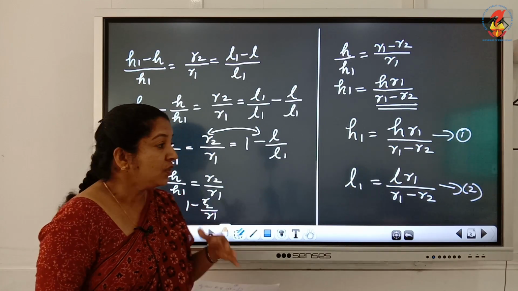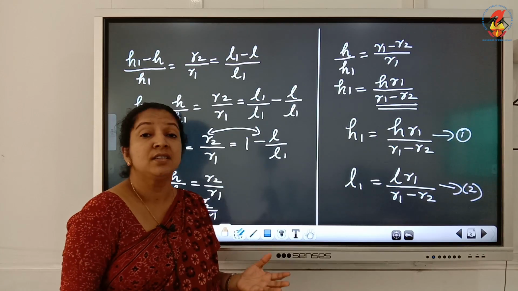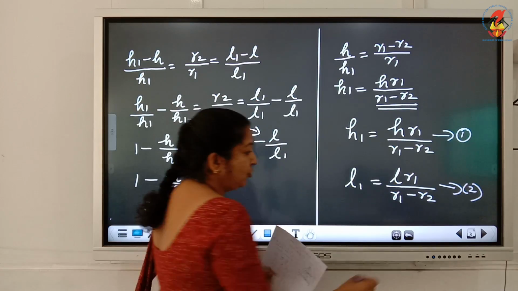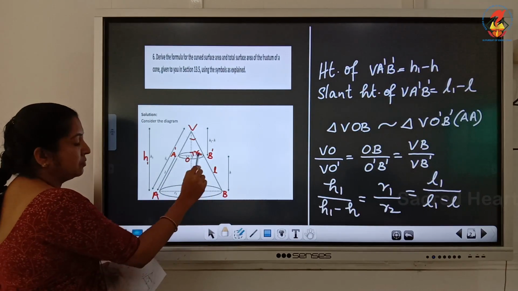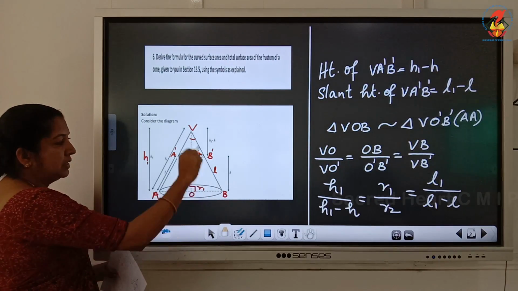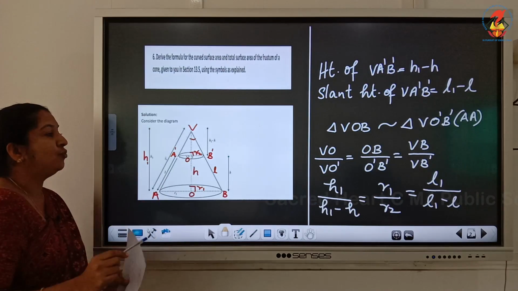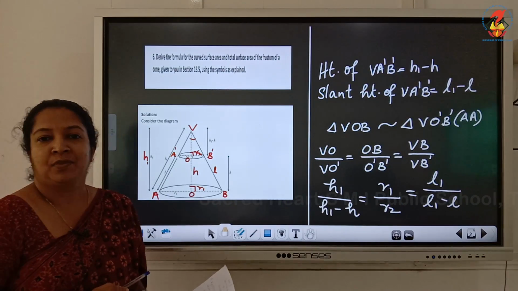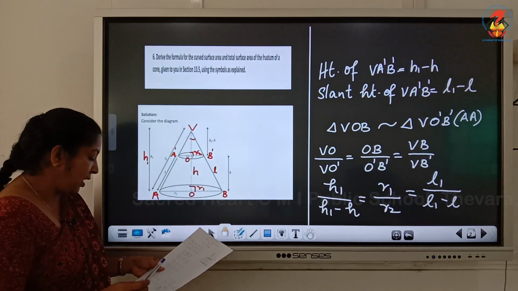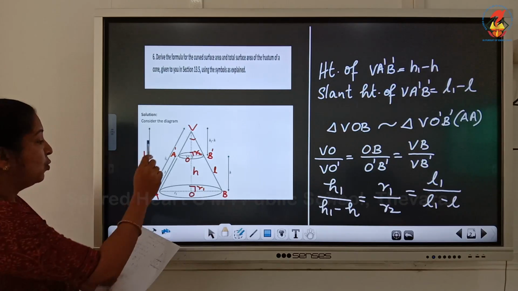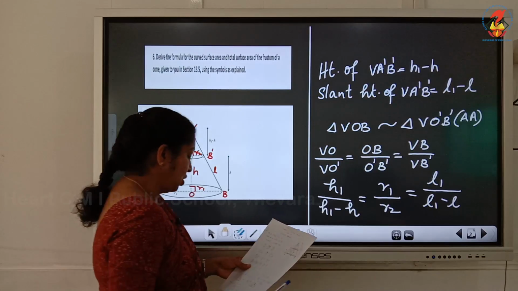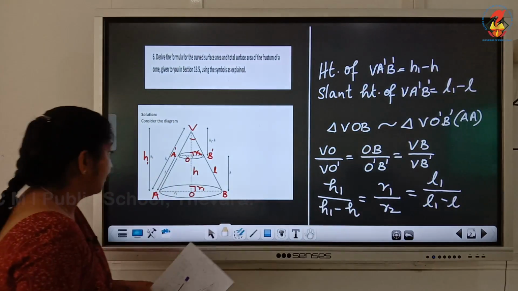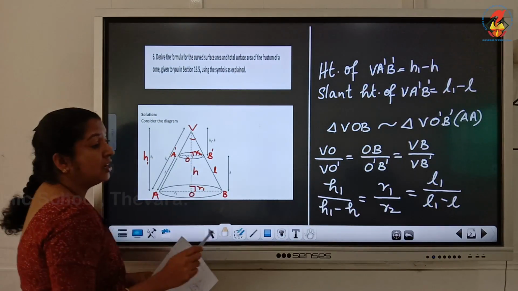So first what we have to find is the CSA. CSA of the frustum means total CSA minus CSA of VA'B'. That means CSA of VAB minus CSA of VA'B'. So we need the height of VA'B' also.